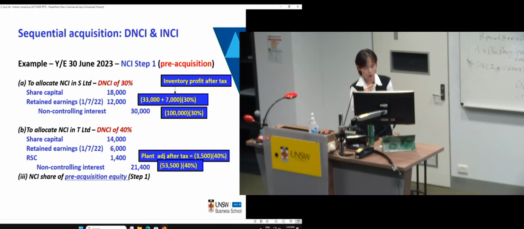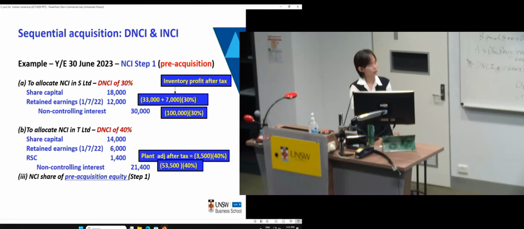Now, as pre-acquisition equity includes share capital and retained earnings, where is RSC? Now, the RSC balance has already been transferred to the pre-acquisition retained earnings. We don't need RSC for S Limited. So then we simply multiply by 30%, because the NCI in S is 30%, and only DNCI.